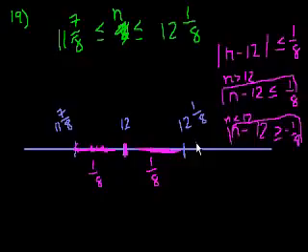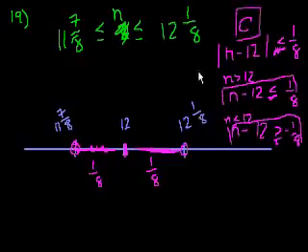And this choice, actually, it's between these two values. It can't equal these values, so it's not less than or equal, it's just less than. So n minus 12 is less than 1/8. That's choice C. And we are on the last problem.